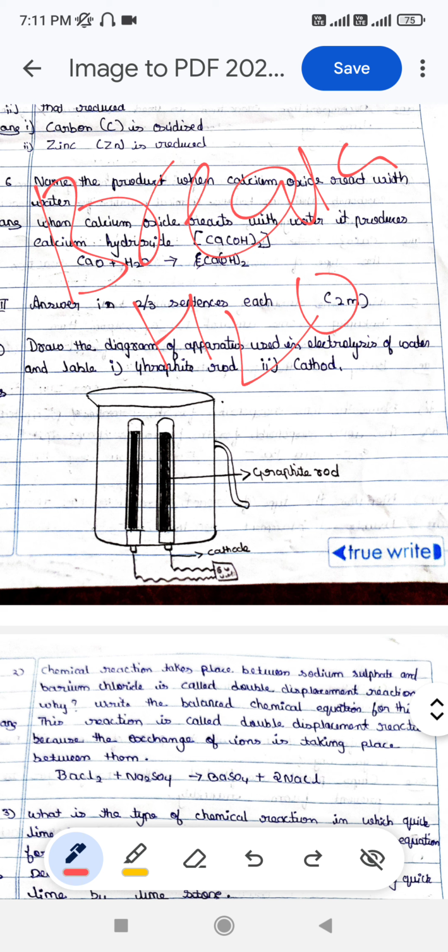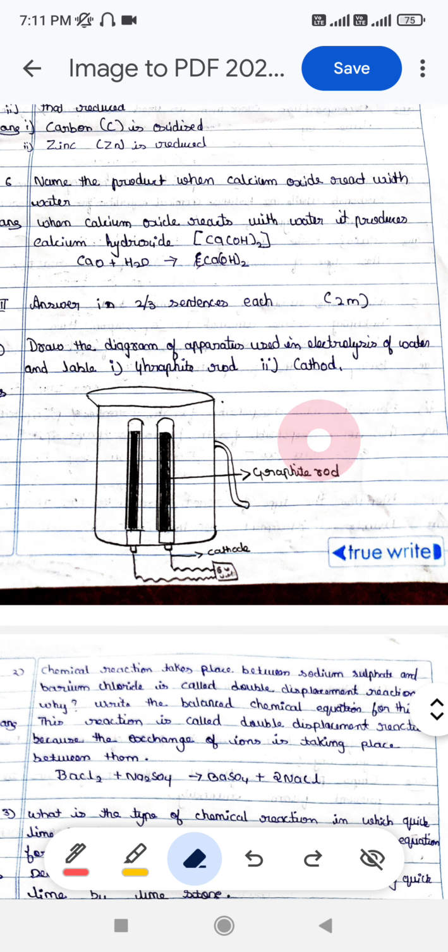So breaking down of water with the help of current is called electrolysis of water, right? This is the first answer. Maybe they can ask this in your exam, so you can write: breaking down of water with the help of current is called electrolysis of water. Okay, this is the diagram of electrolysis of water.